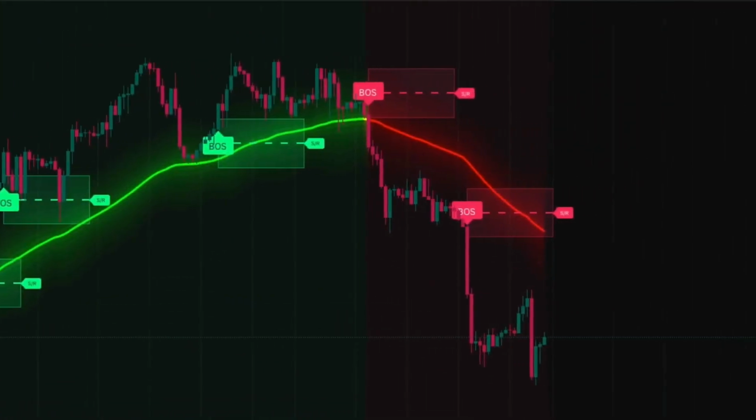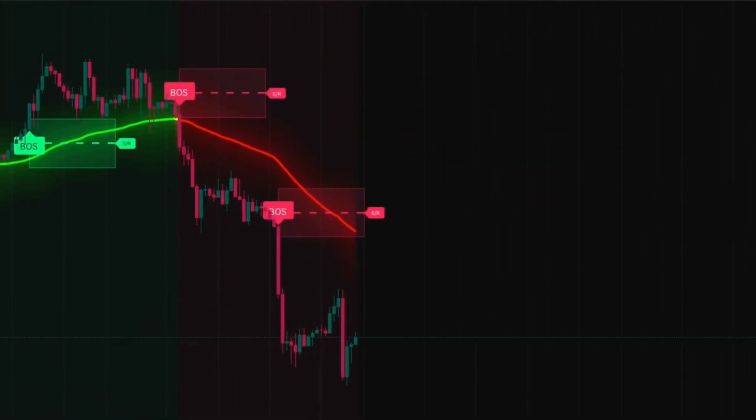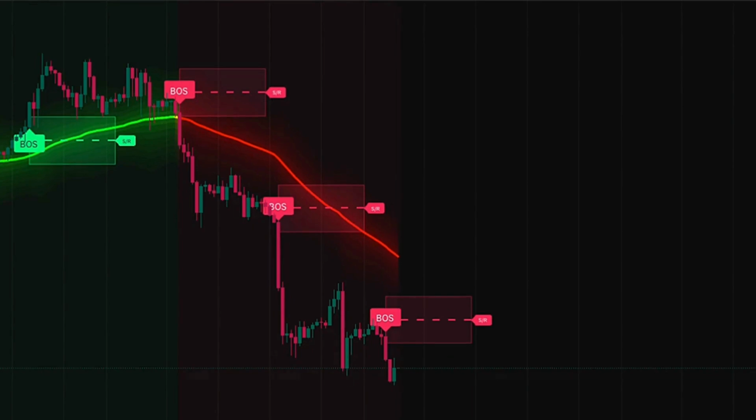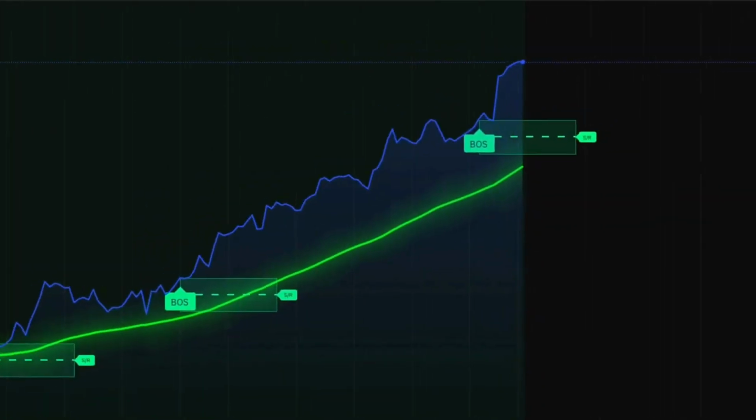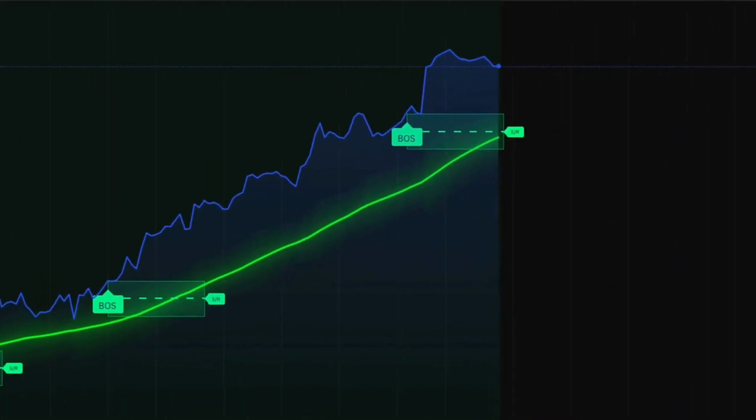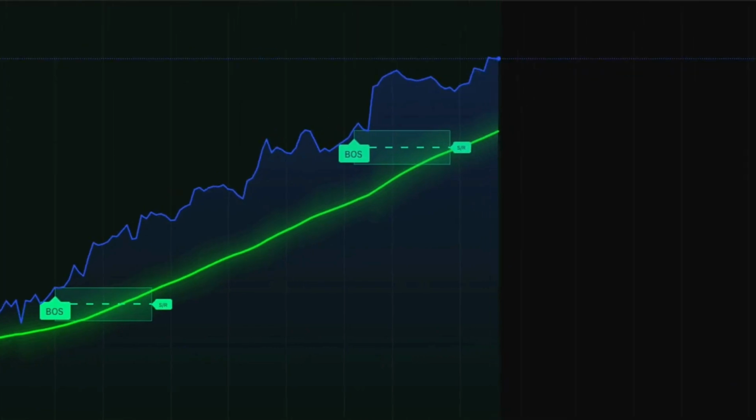Sell trades work similarly, but in reverse. You want price trending downward with the EMA sloping lower. Wait for a break of structure, then wait for a pullback into an SR resistance zone. When price rejects this area, that's your confirmation to enter a short. Place your stop above the entry candle or recent swing high, and again target at least 1:3 risk to reward.